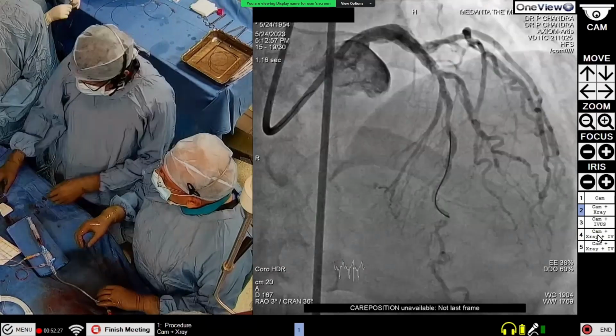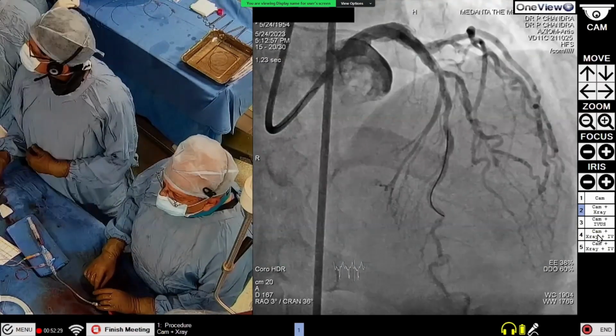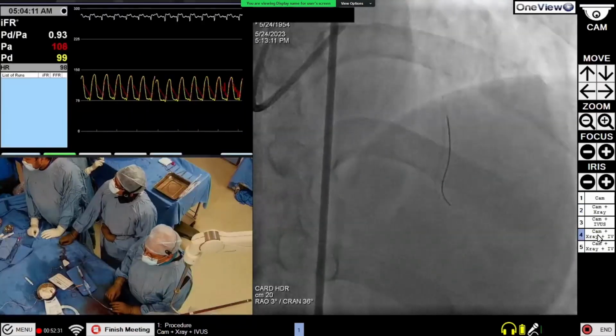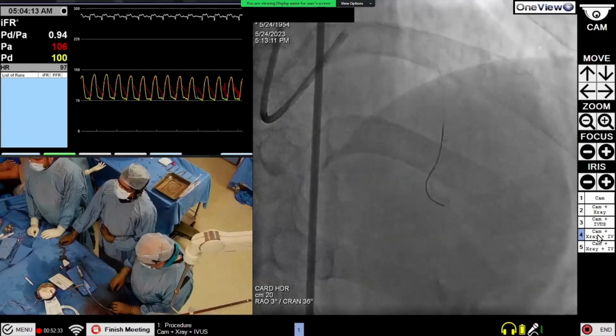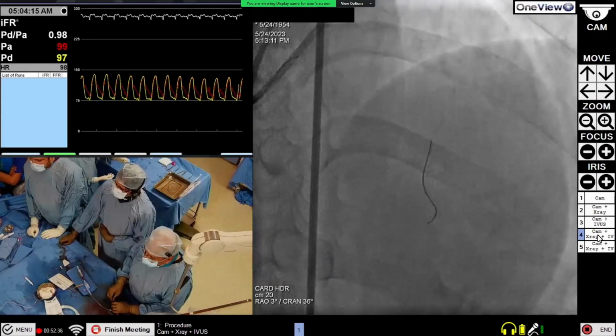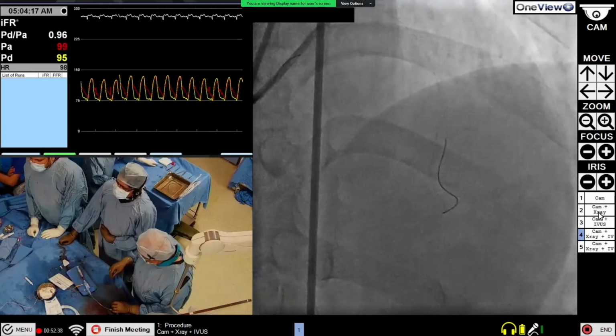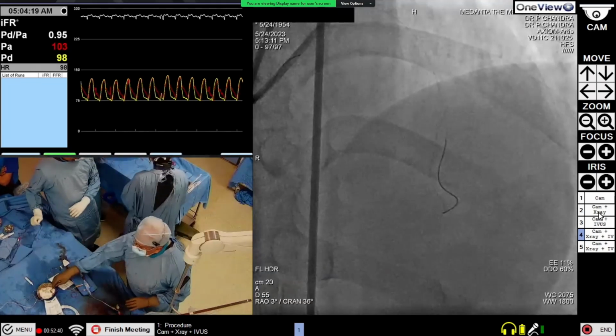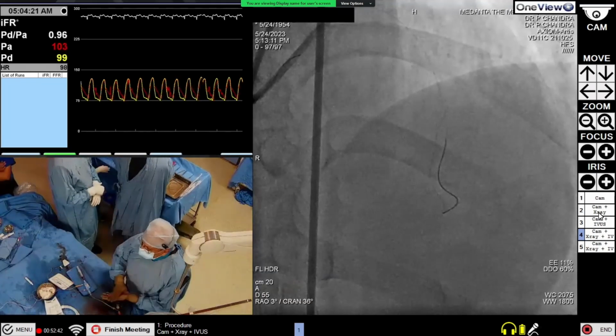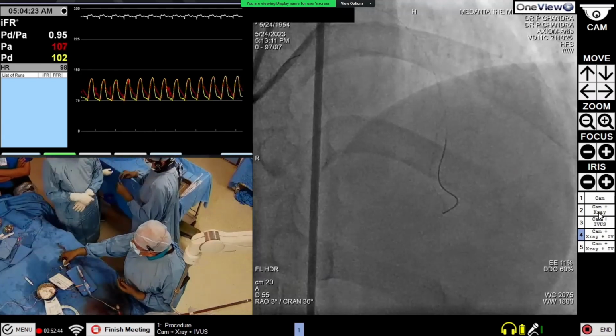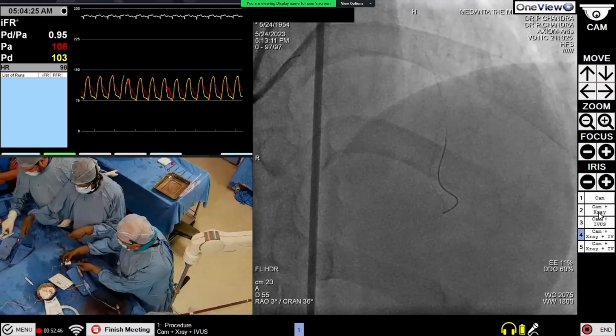Final iFR. 0.93. Now, after the diagonal dilatation, we can do some dilatation with a 3 millimeter balloon. I think the same 3-millimeter IVL balloon, there is still some drug in this, so possibly that will be used and it will give us good result.